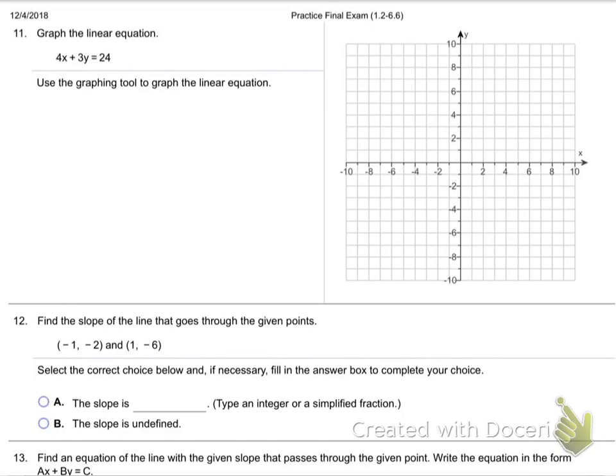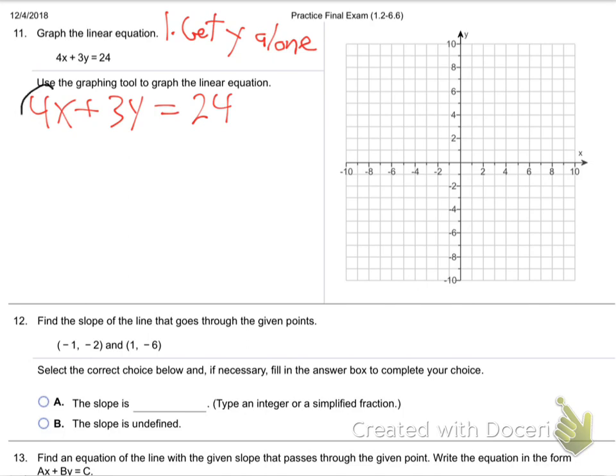So let me make the equation a little bigger here. 4x plus 3y is 24. So how do we graph? We resolve for y. You remember what Manuel said? First step, get y alone. First get y alone in order to graph. That's your first step. All right, so we got to get y alone.